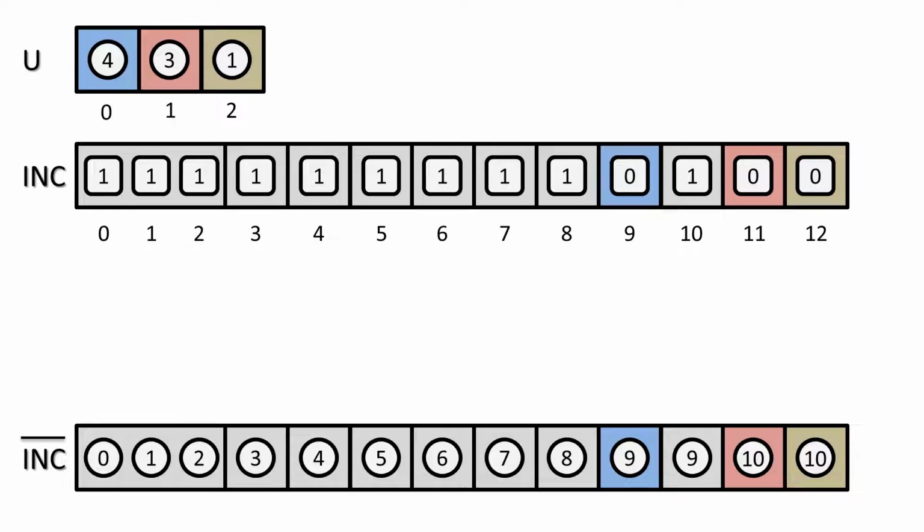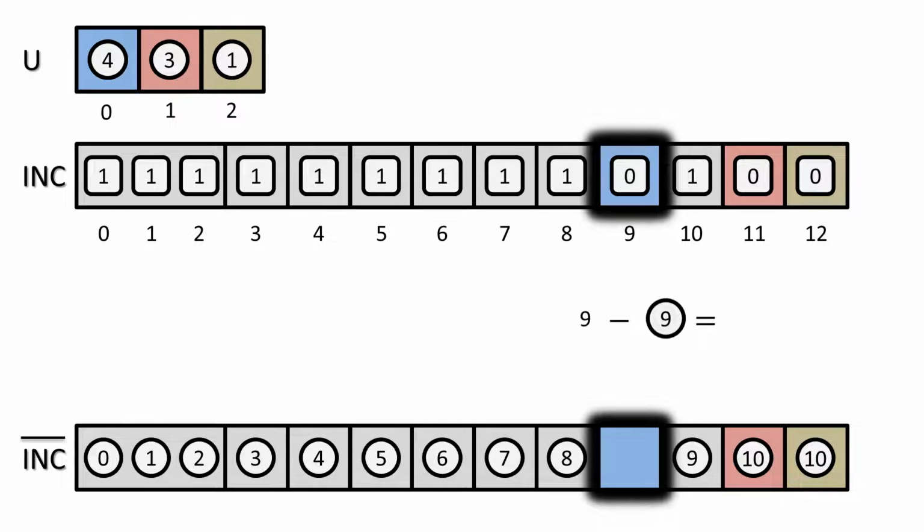Then, we assign one thread for each element of the inc array to perform the following procedure. Whenever a thread sees a 0 in the inc array, it takes the corresponding index location and subtracts it from the corresponding scanned result, and that gives an index into the U array from which we can read the appropriate vertex.